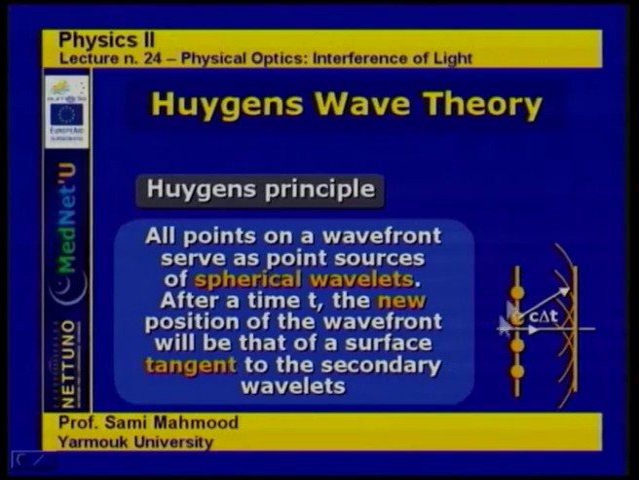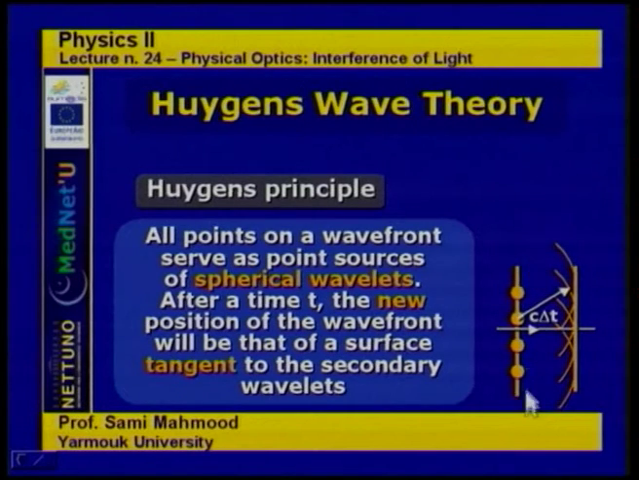All points on a wavefront, so this is a wavefront and these are different points on a wavefront, act as if they were point sources. And these point sources emit wavefronts, spherical waves, because they are point sources.